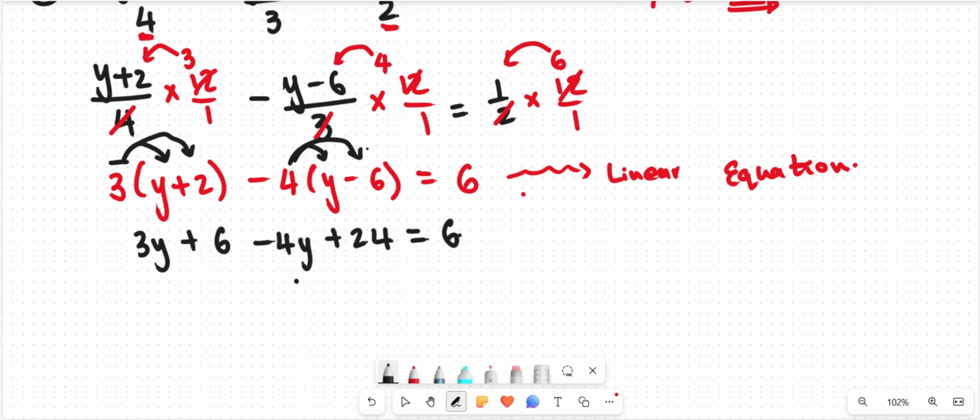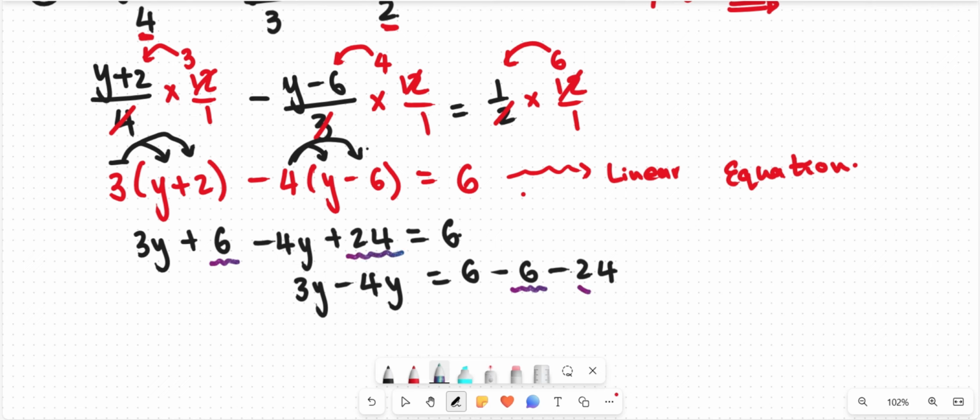Then you would collect your like terms. I would leave the 3y minus the 4y this side. This is a 6 minus a 6 minus a 24. Hope you can see what I'm doing there. So I'm taking this 6, which was a positive, I'm writing it as a negative there. I'm taking this 24, which was a positive, I'm writing it as a negative on that other side.